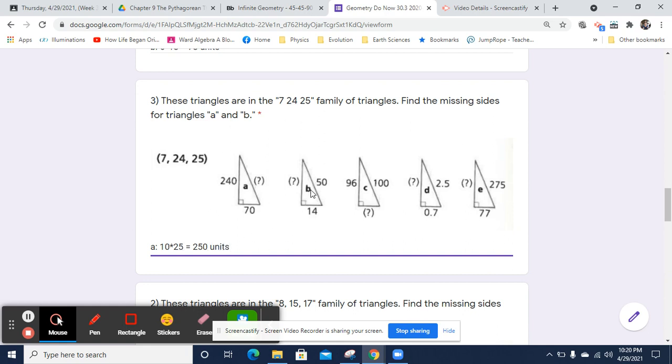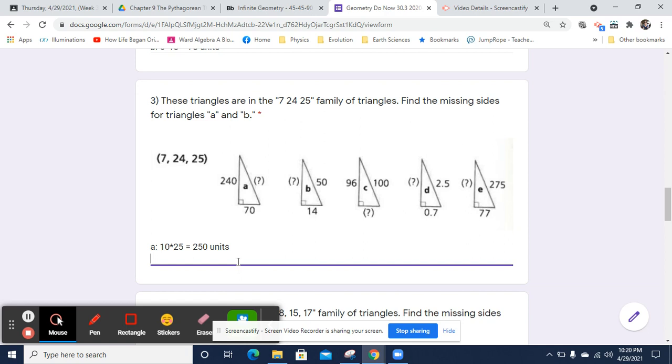And for B, we have a 14 and a 50. If that's the 7, it has to be the 7. That's 2 times 7, and that's 2 times 25. So this will be 2 times 24, and it'll be a 48. So 2 times 24 will equal 48 units.